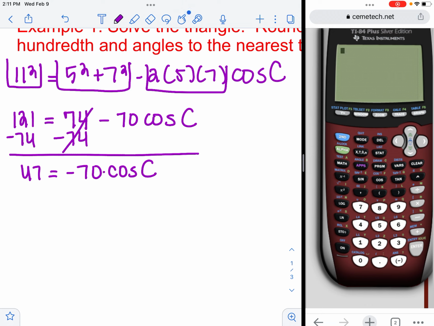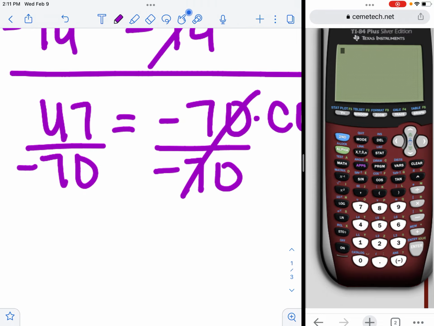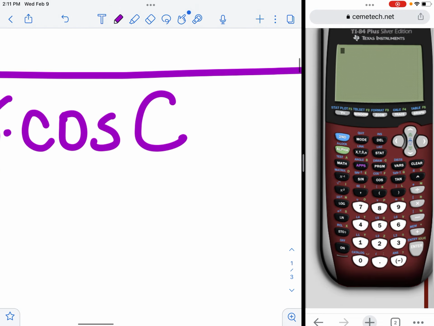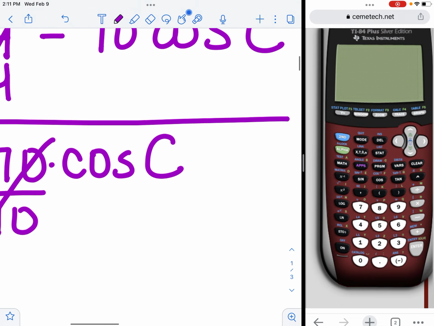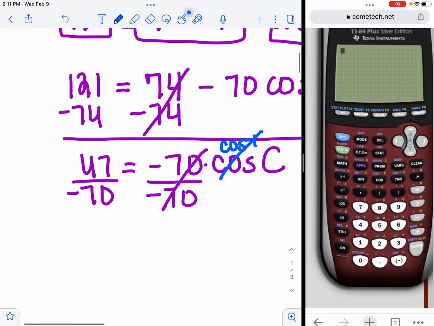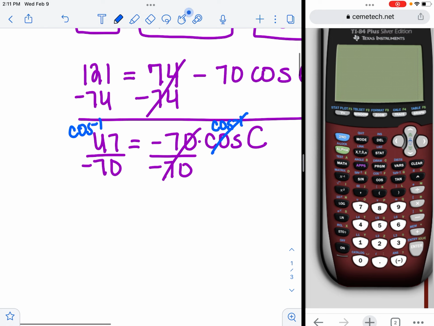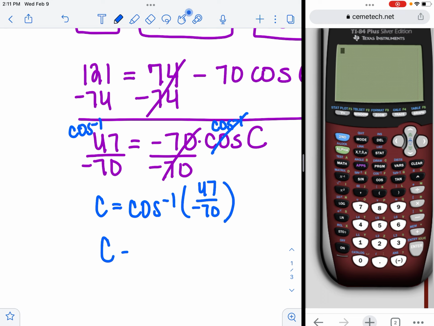Now I can get rid of the negative 70. It's a multiplier in front, so I'm going to divide both sides by negative 70. This is gone. So on the left side, I have this fraction. On the right side, I have cosine of C. I still want to get angle C by itself. To get angle C by itself, I can use cosine inverse. Cosine inverse will cancel out that cosine, and then I'll have to cosine inverse this side too. So I'll end up with C equals cosine inverse of 47 over negative 70.